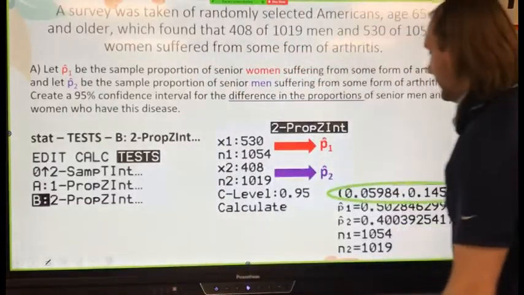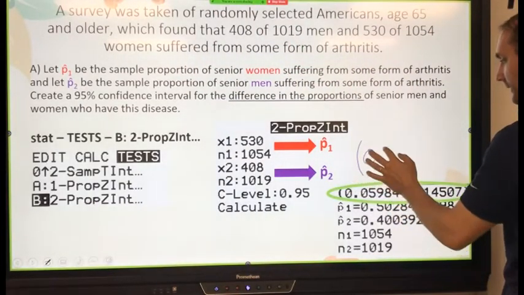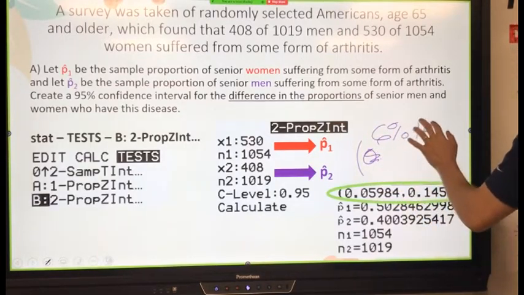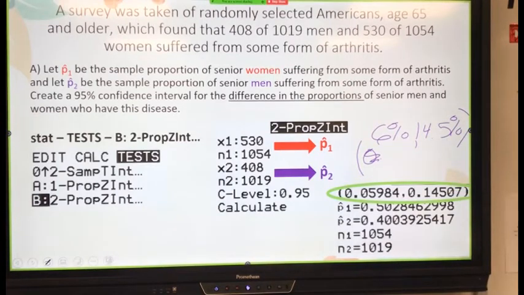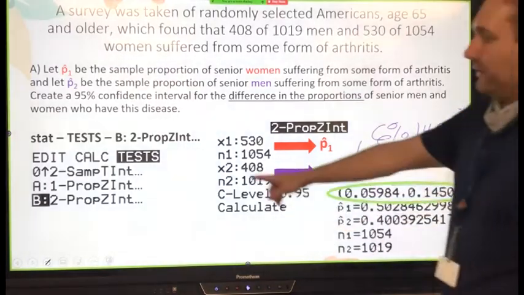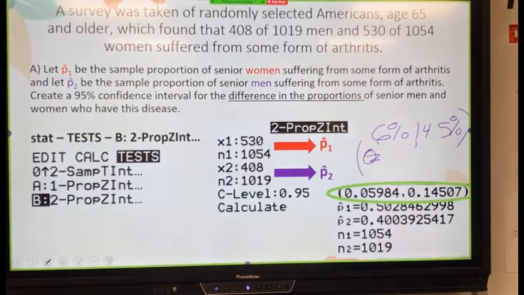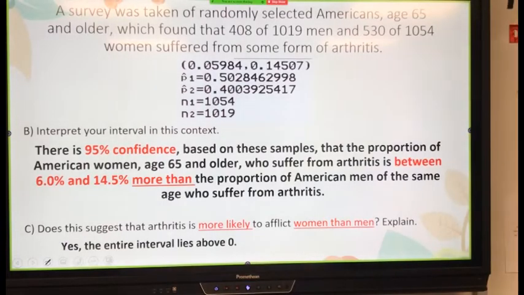I'll just pick percentages, 6% and 14.5%. That is my confidence interval and then my difference in proportions. So instead of going to A, the one proportion, we're going to now go to B and find the difference between two different percentages. Now what does that all mean? To have a 6% and 14.5%. How do we interpret that?